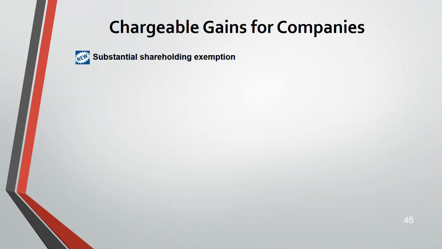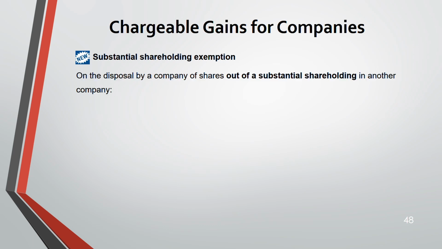Substantial shareholding exemption is the next topic. This is new for ATX. Because this is new for ATX, it was not there in TX, it has a very good chance of appearing in your ATX exam. And this is one of the areas which is very frequently tested in corporation tax. So when you're disposing of company shares out of a substantial shareholding, the gain is exempt. That's why it is known as substantial shareholding exemption.